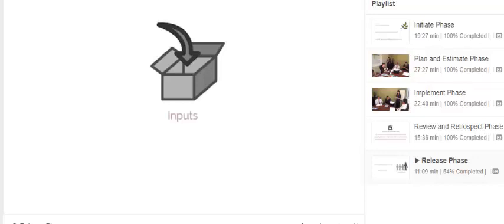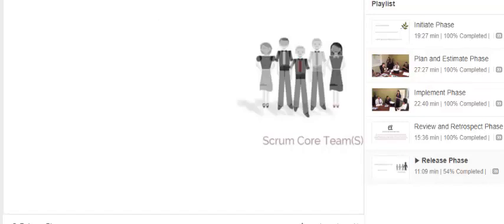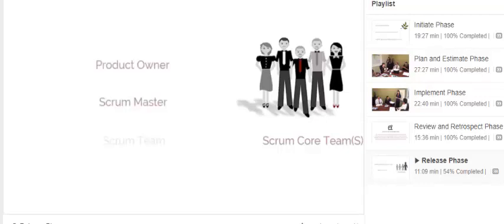The first source of input in this process is the Scrum core team. There are 3 core roles in Scrum that are ultimately responsible for meeting the project objectives. The core roles are the product owner, Scrum Master, and Scrum team. Together they are referred to as the Scrum core team. It is important to note that of these 3 roles, no role has authority over the others.